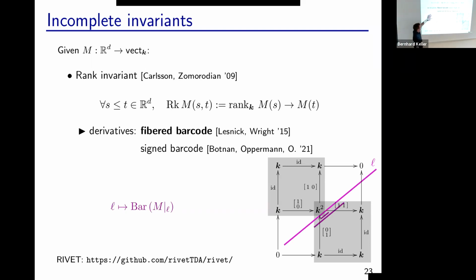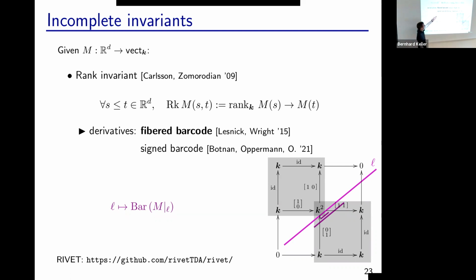Here's another, slightly more elaborate invariant, which is the rank invariant. This one was proposed as early as the very first paper on multi-parameter persistence, back in 2009. Instead of encoding just the pointwise dimensions, it encodes the ranks of all the internal maps of the module. And from this rank invariant, two descriptors for the module have been proposed.